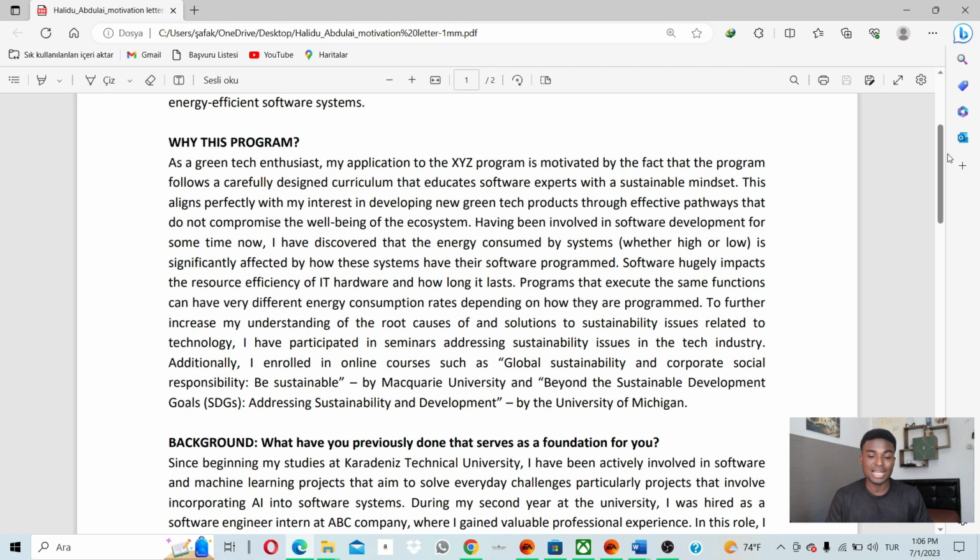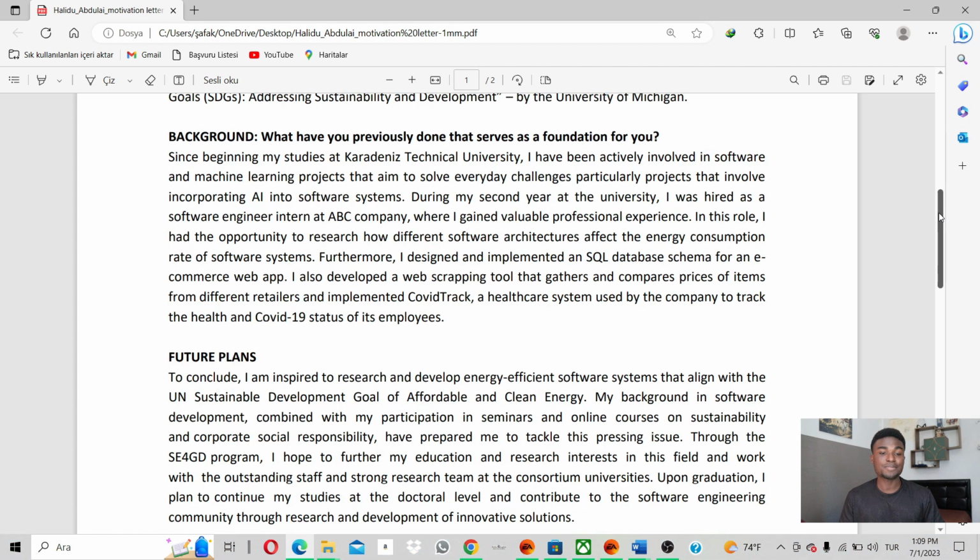Let's continue to read the next paragraph. The next paragraph is about my background and is about what I've done previously that serves as a foundation for me. Since beginning my studies at Dennis Technical University, I have been actively involved in software and machine learning projects that aim to solve everyday challenges, particularly projects that involve incorporating AI into software systems.